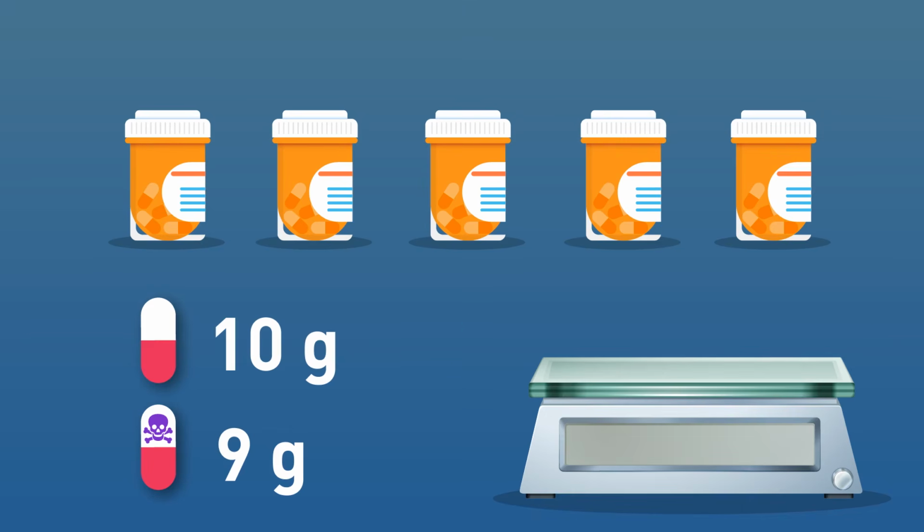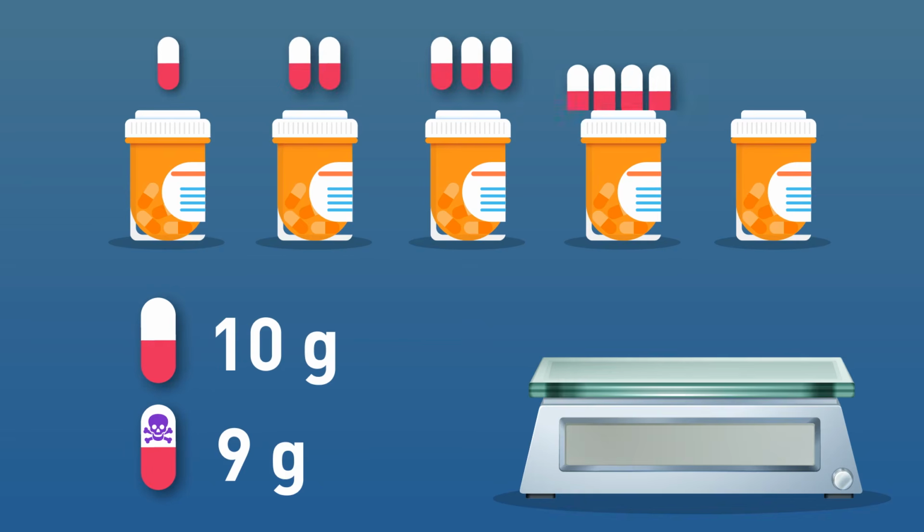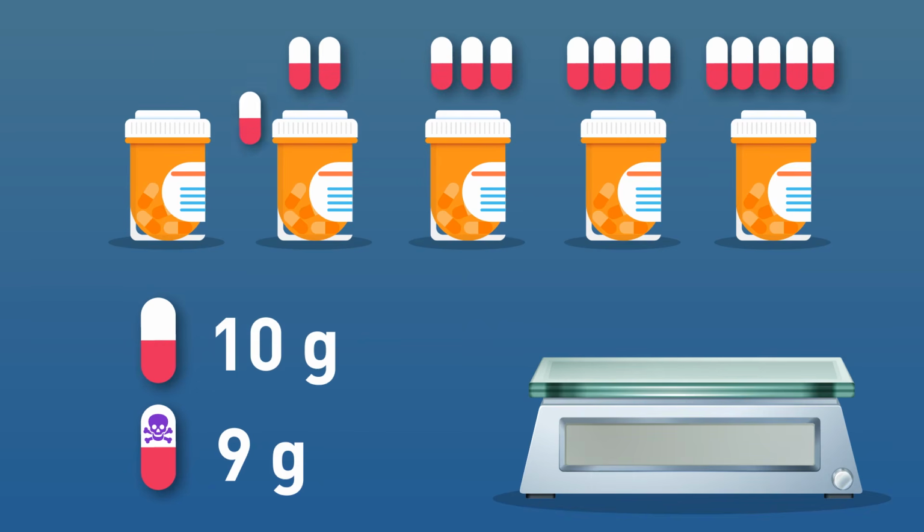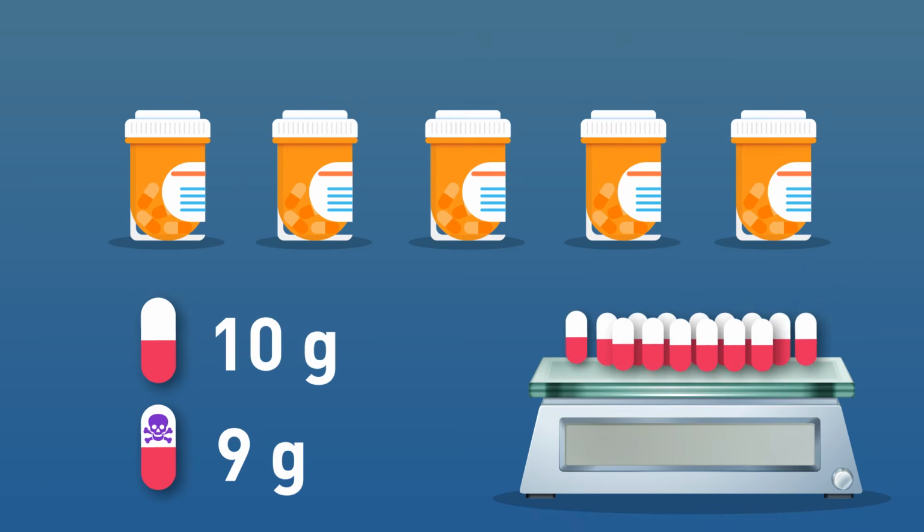To find the contaminated pills, you should follow the following steps. Take out 1 pill from jar number 1, 2 pills from jar number 2, 3 pills from jar number 3, 4 pills from jar number 4, and 5 pills from jar number 5. Put all these 15 pills on the scale.